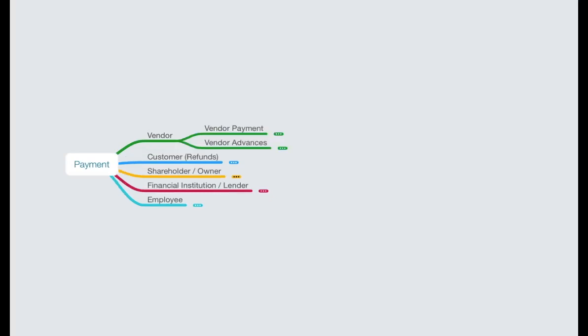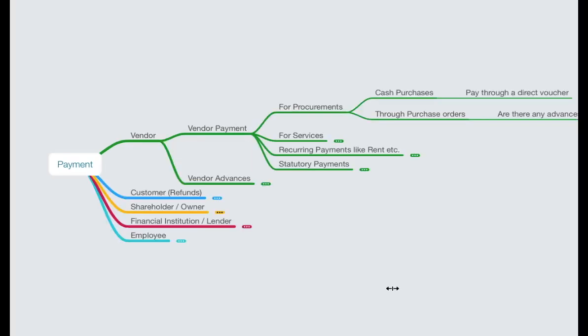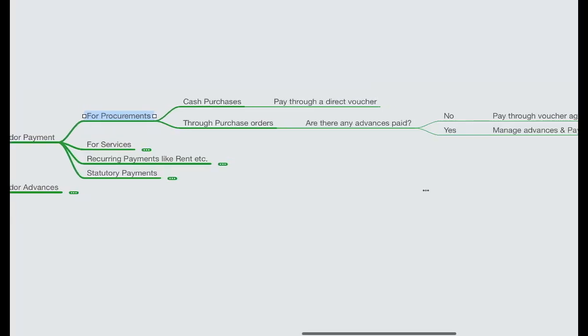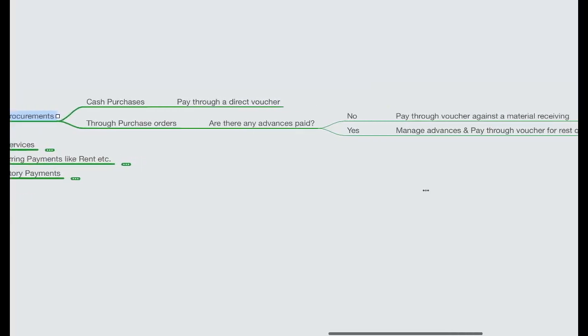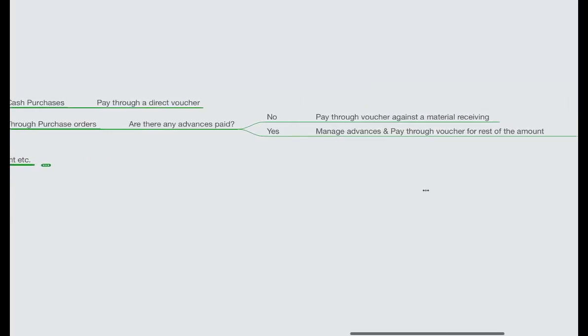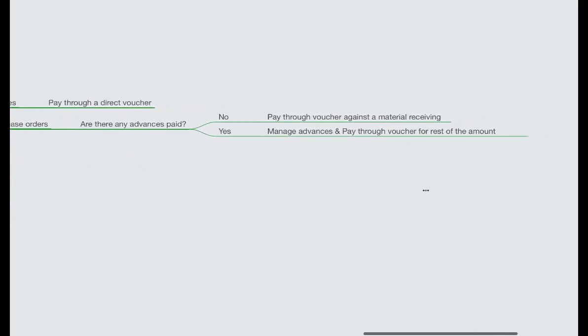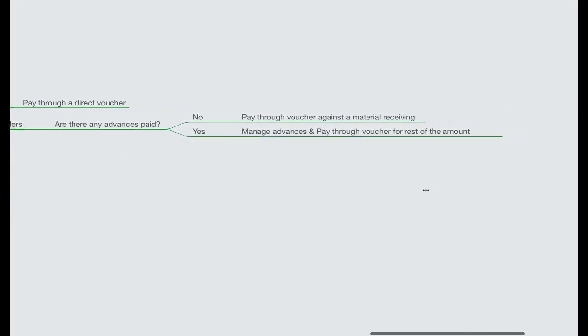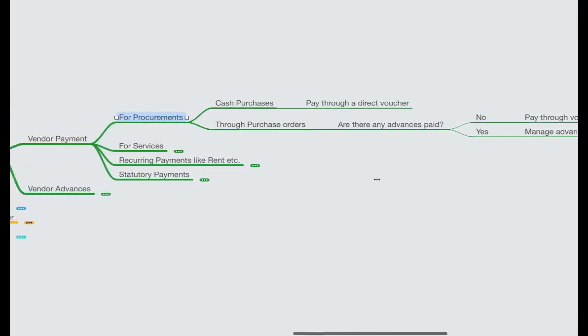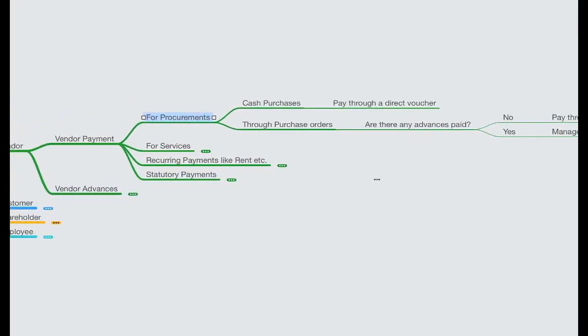First, let's look into different scenarios for vendor. Let's say you are paying a vendor for the procurement. If it is a cash purchase, where no purchase order is involved, create a direct voucher and make payment against the voucher. If you are procuring through a purchase order, simply create a voucher against the material receiving and pay against the voucher. If you have paid in advance earlier for the purchase order, you have to manage the advance to create the voucher for the rest of the amount, and pay against the voucher.